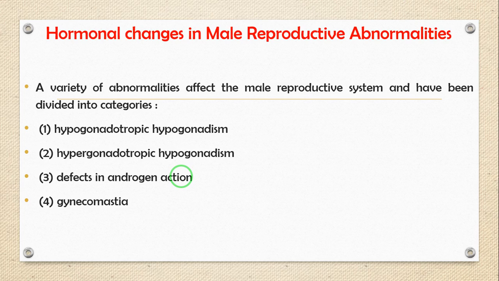Biochemistry can be very useful in detecting abnormalities that occur in male reproductive health by using hormones as markers of performance. We can divide the complaints that the male may have regarding abnormality in this system into hypogonadotropic hypogonadism, which we will define later, hypergonadotropic hypogonadism, or sometimes a defect in androgen action, and gynecomastia, which is the benign growth of breast tissue in the male.